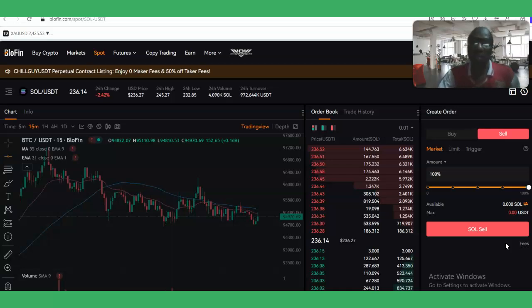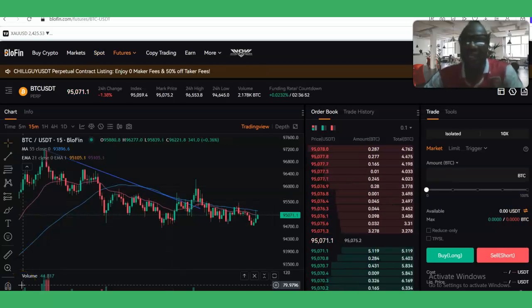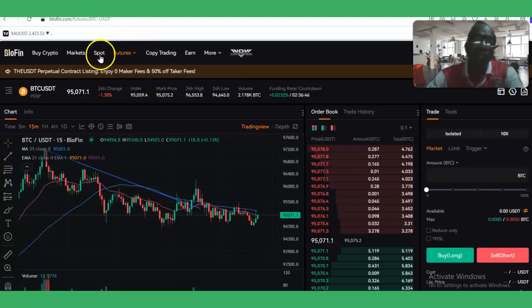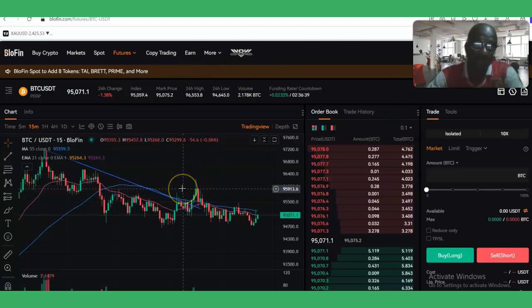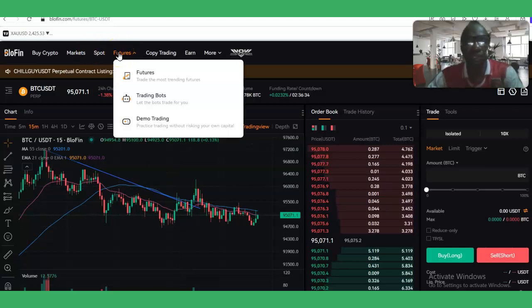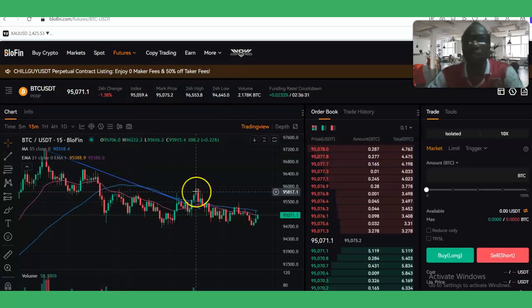Now I want to take us to futures trading. I want to take us to the futures. All right, like I said, futures trading is different from that of spot trading. Now you can see here we still have the same charts. So the chart is common, the chart on spot trading and that of the futures. Now in futures, the way we trade is not the same thing.